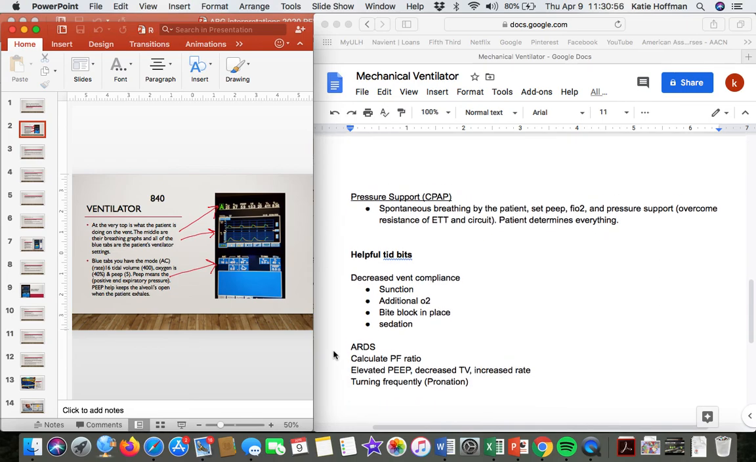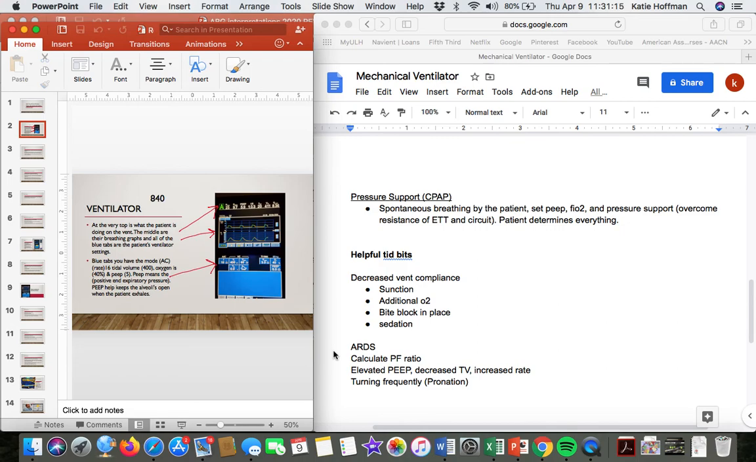And then lastly, we're going to talk about pressure support. Yeah, we'll talk about pressure support. Another one is CPAP. That's spontaneous breathing. You set your PEEP, your FiO2, and your pressure support. And again, your relative tidal volumes are going to go with how much pressure support you set for your patient.